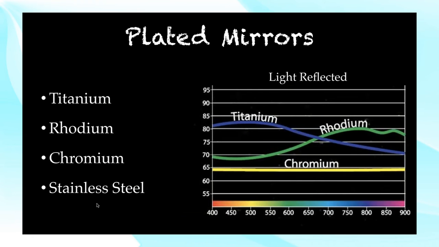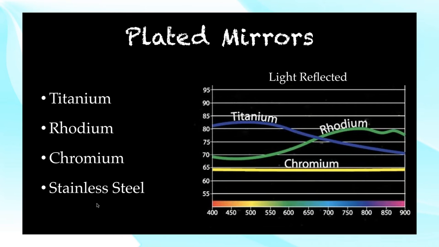The mirrors that we have to have are either titanium, rhodium, or chromium. Okay, so no stainless steel mirrors. The reason for that is because stainless steel does not reflect enough light. If we don't reflect all that light, we're going to be missing out on all that extra data for our photograph. Everything's either going to be dark, or blurry, or scratched. So you have to have high quality mirrors, either titanium, rhodium, or chromium.